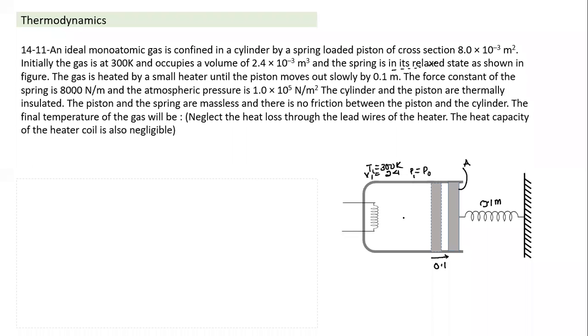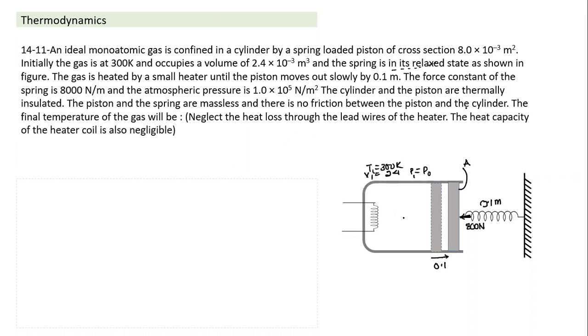Force constant of the spring is given as 8,000. It means when it gets displaced by 0.1 meter, the spring applies a force equal to 800 Newton. So in the final state, the spring is applying a force equal to 800 Newton. This is what is given in the question. Atmospheric pressure P naught is given as 10 to the power 5. The cylinder and piston are thermally insulated, so no heat transfer is taking place.